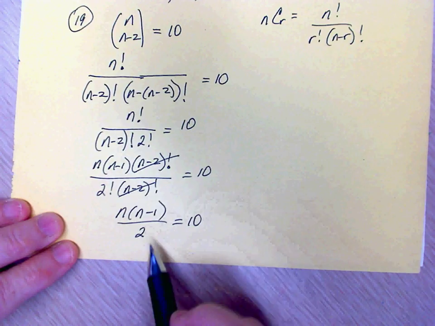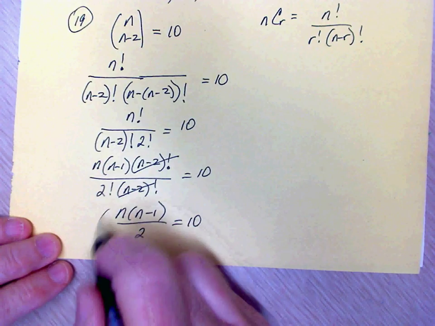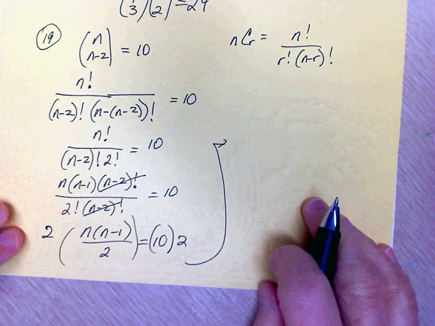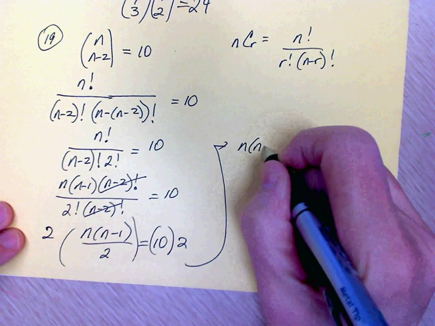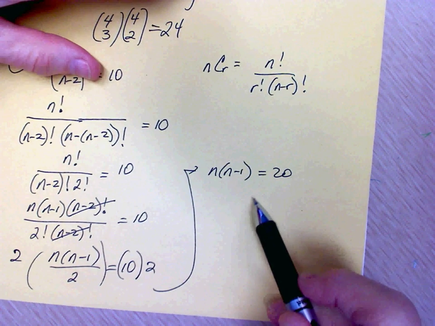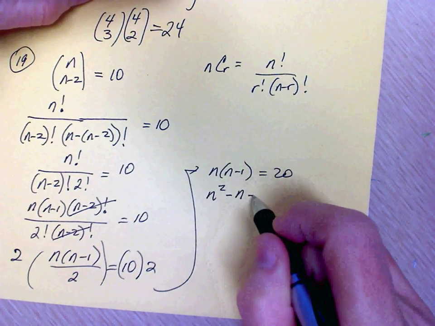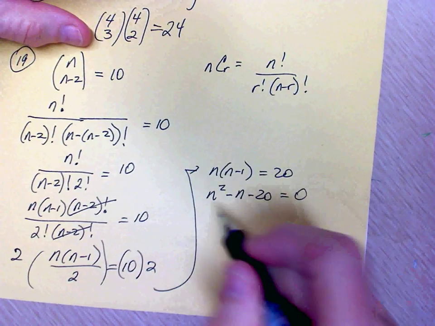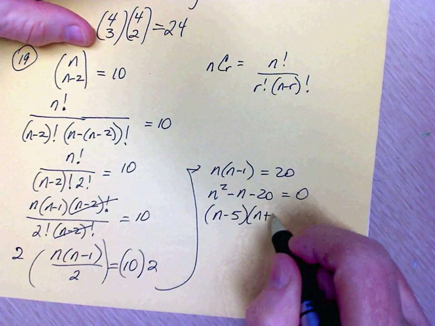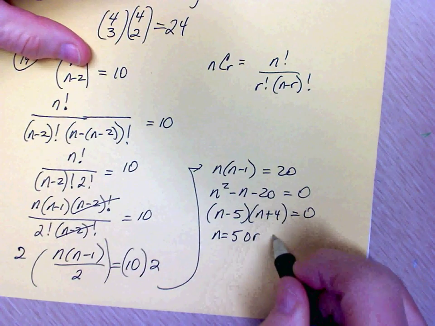The next thing to solving an equation is I want to get rid of any denominator, so I'm going to multiply both sides by 2. And so now I have n times n minus 1 equals 20. So I'm going to solve this as a quadratic equation. So it's n squared minus n minus 20 equals 0. So that would be solving by factoring n minus 5, n plus 4 equals 0. So n equals 5 or n equals minus 4.